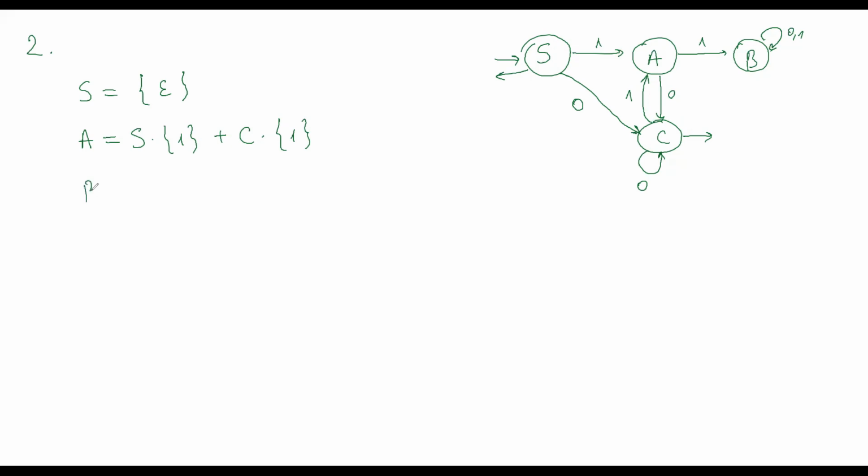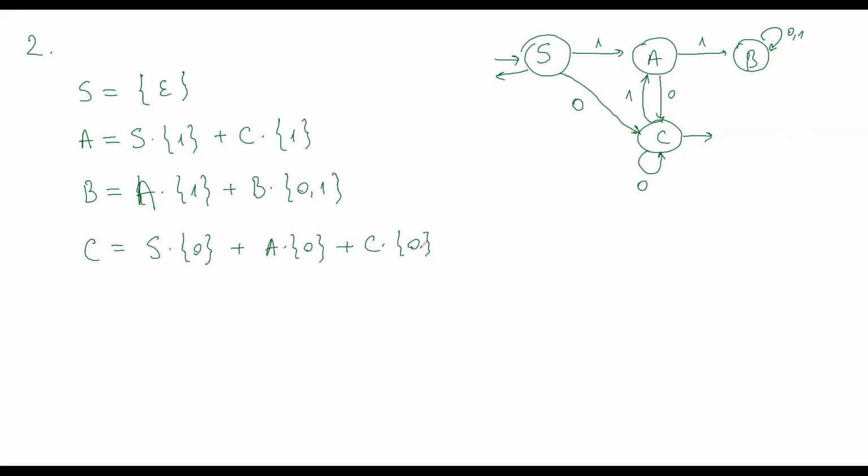And then I have B. These are words coming from A and having a letter 1 at the end. So this is going to be A times 1. But these are also words that were already in B in the previous step, and then you have one more letter that can be either 0 or 1. And then finally C, I'm looking again at the incoming transitions, and I have 1 incoming here, 1 incoming here, and 1 here. So this is going to be S times 0 plus A times 0 plus C times 0. So these are all the equations you have got to solve.